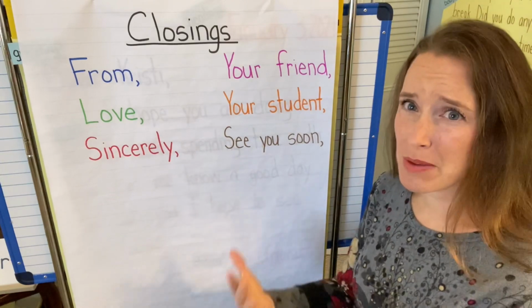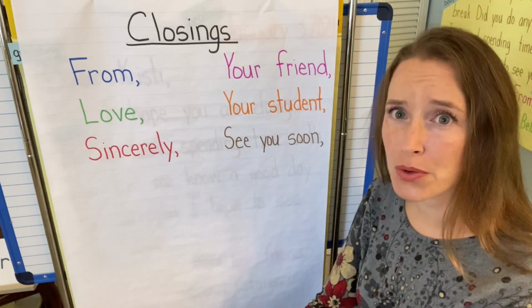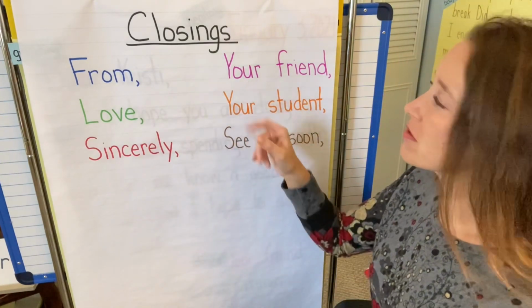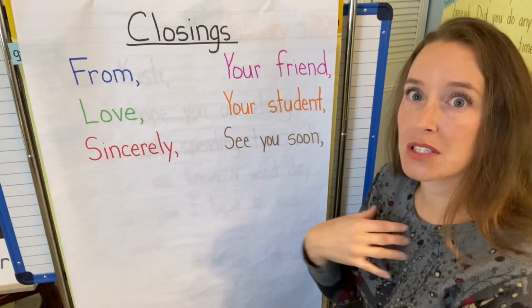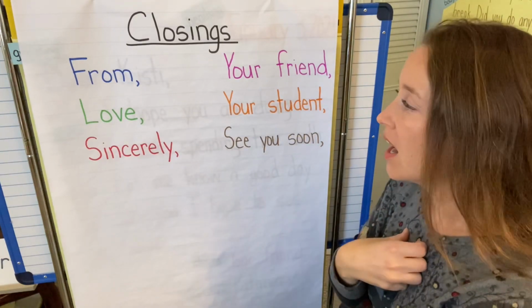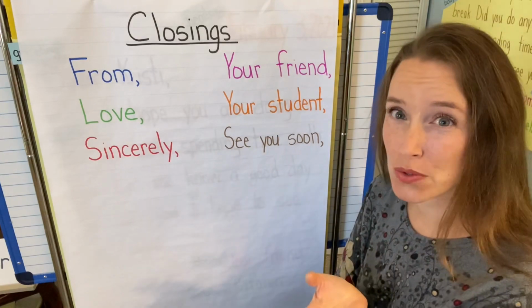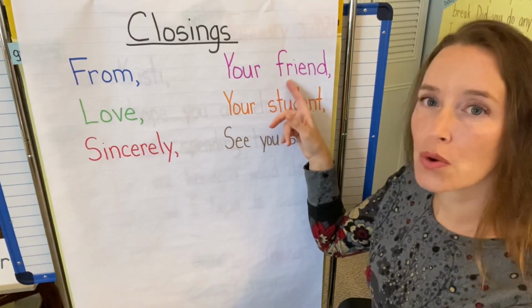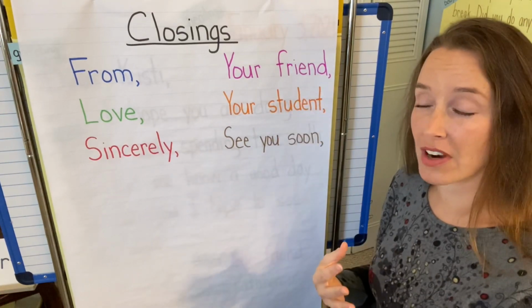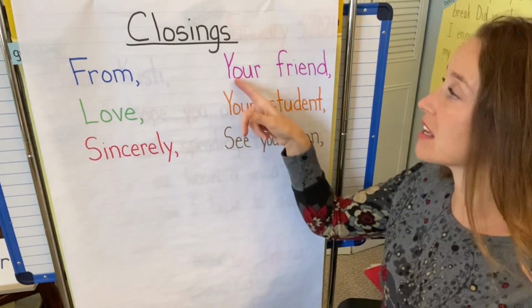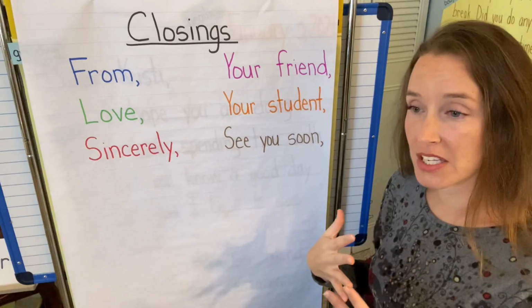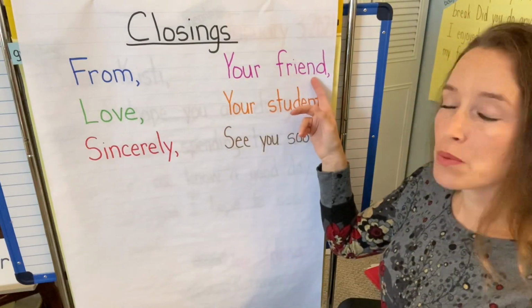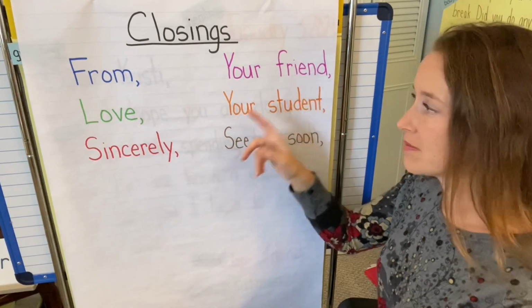So when we decide what closing to use, it depends on who we're writing to. If you are writing to your parent or to me or to somebody important, somebody you don't know, you wouldn't end with your friend. The only time you would use your friend is if you're writing to a friend. I wrote to my friend Christy, so I could say your friend because we're friends with each other, okay? So that's when you would use something like your friend.